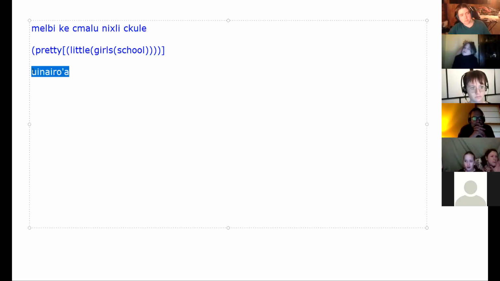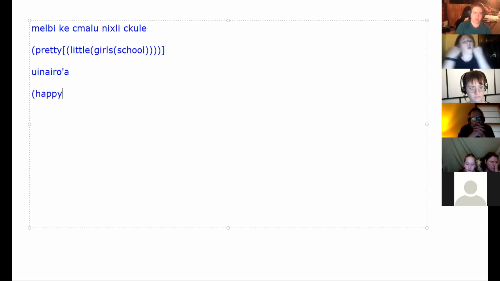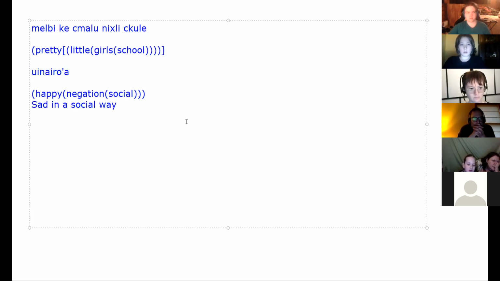So yeah, the space is completely optional there. But yeah, so what I was saying before about right grouping is the base is on the left in this case, which is happiness. And then you modify it to the right. So uinai, so like happy, negation, so sad, social, right? So this is saying sad in a social way. Maybe you're lonely.